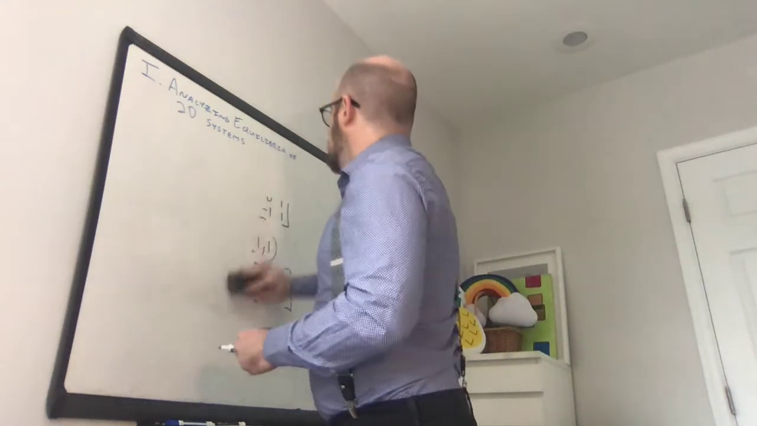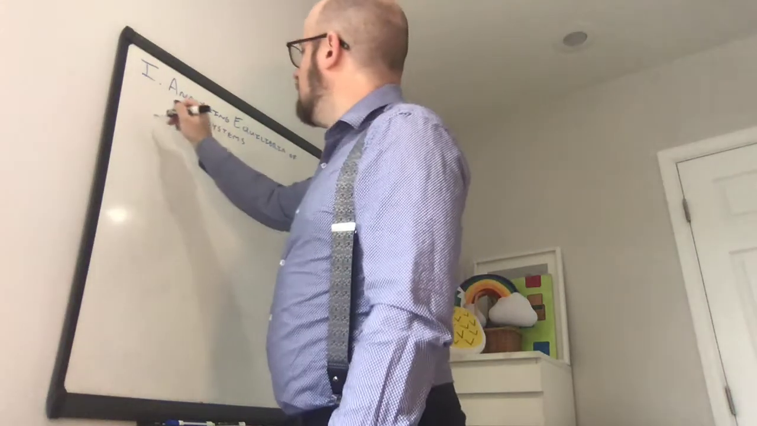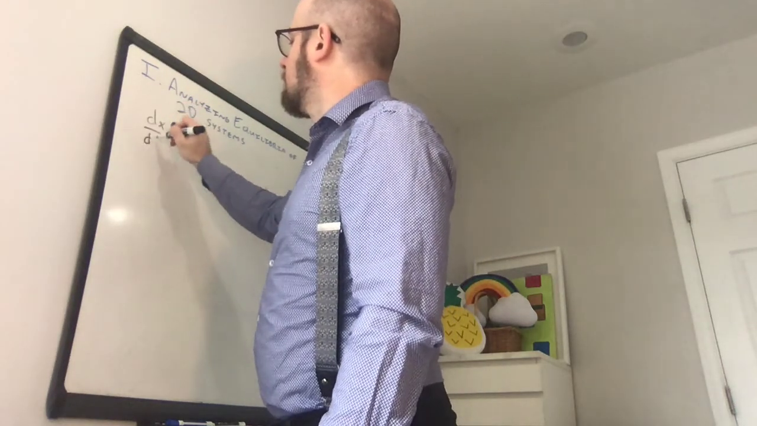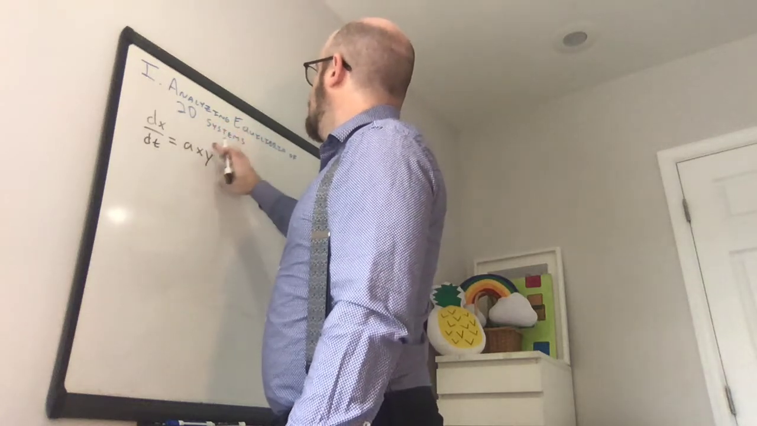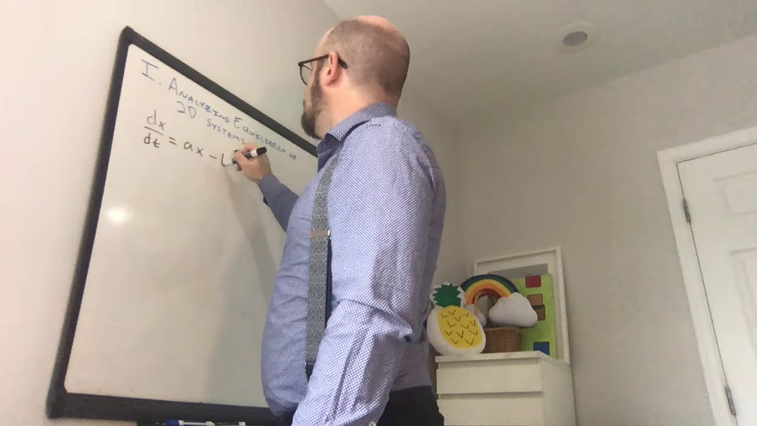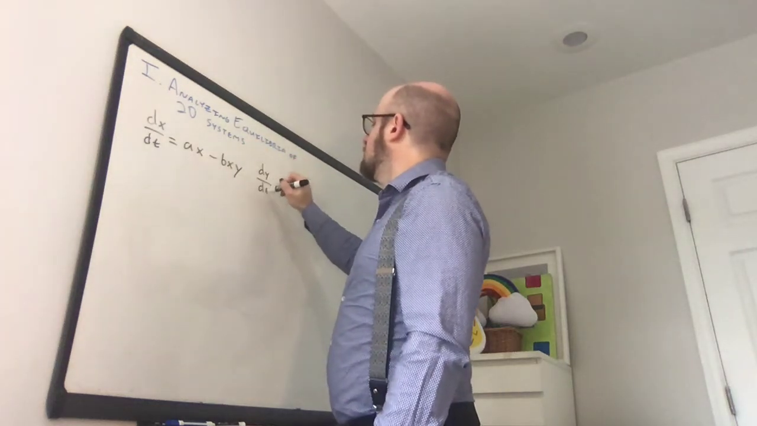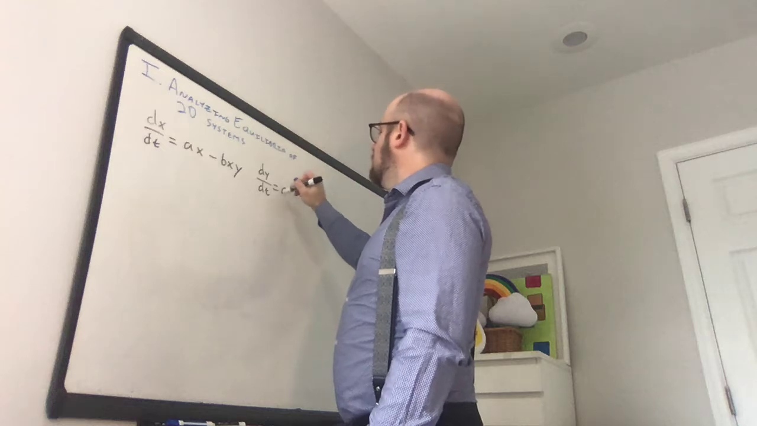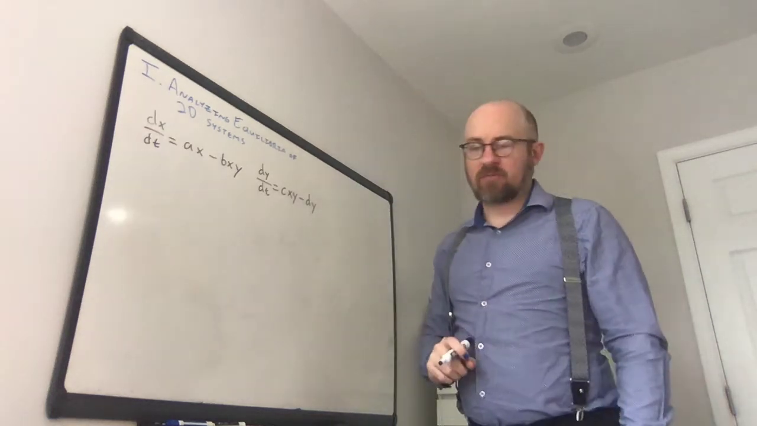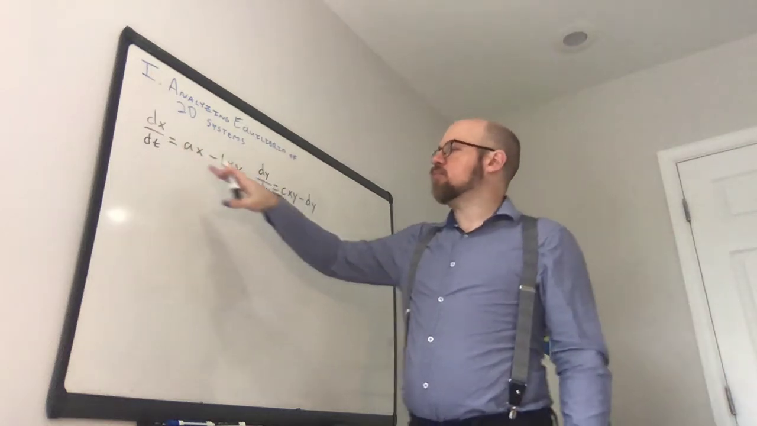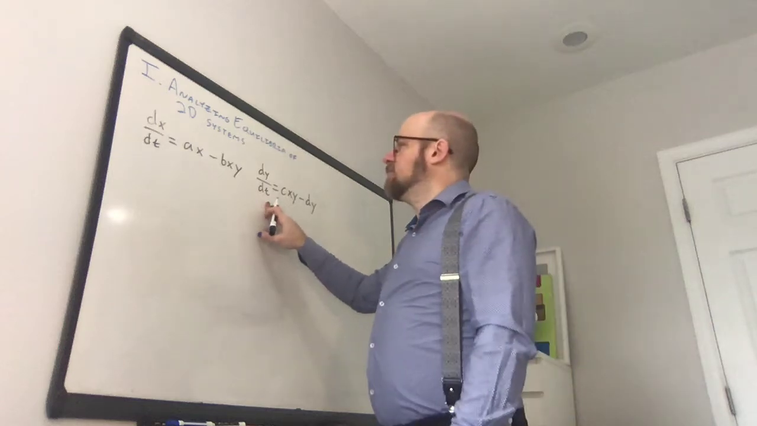So if you look at your predator-prey model, this is dx/dt equals ax minus bxy, dy/dt equals cxy minus dy, right? That was our predator-prey model. X is our prey, y is our predator, right? And so these are the populations.